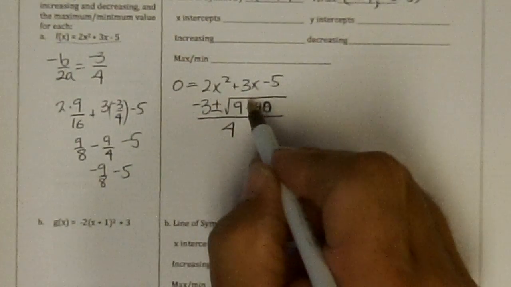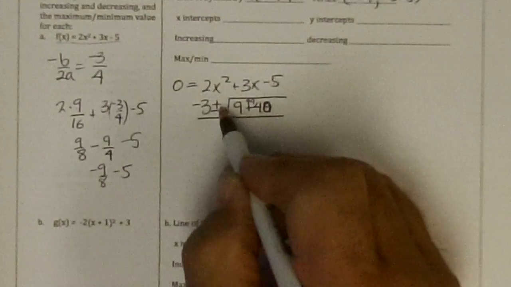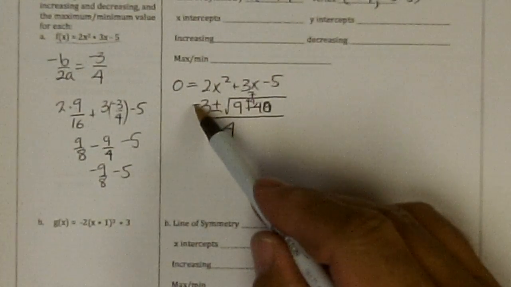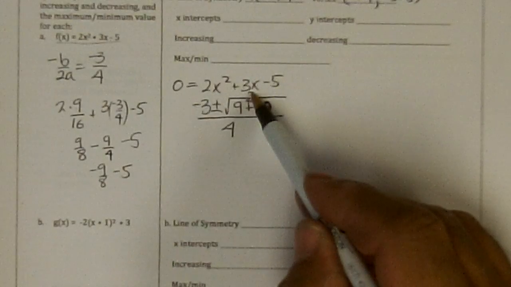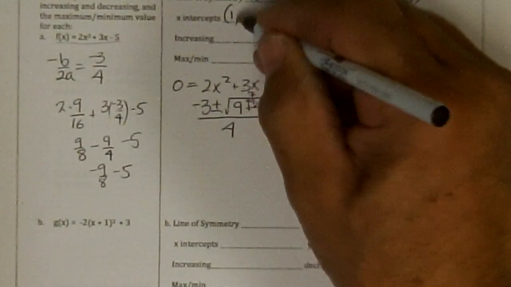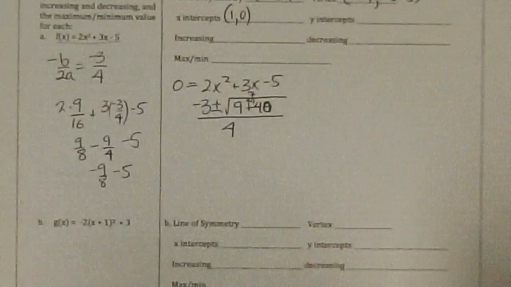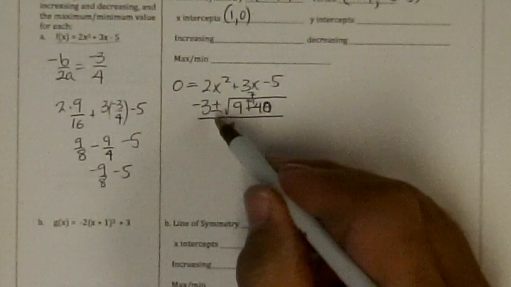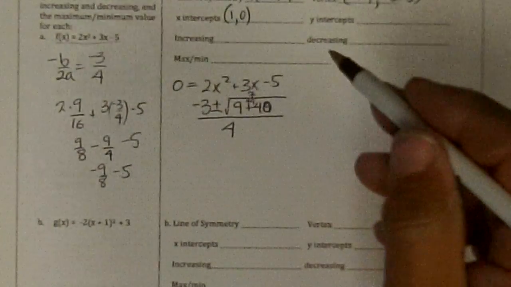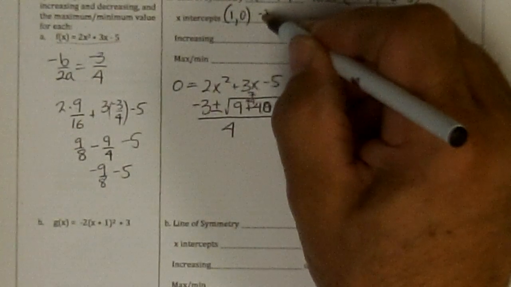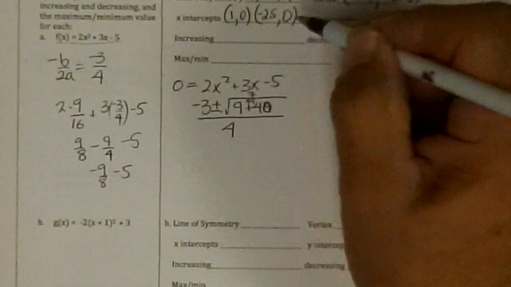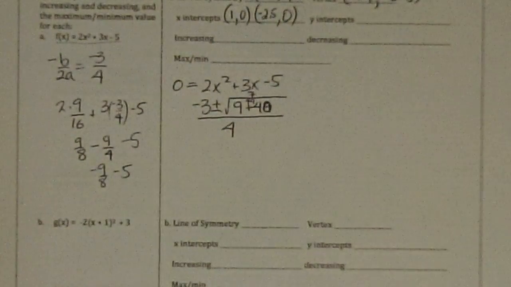9 and 40 is 49. Square root of 49 is 7. So negative 3 plus 7 is 4 over 4 is 1. When y is 0. Negative 3 minus 7 is negative 10 over 4 is negative 2.5. And those are our x-intercepts.